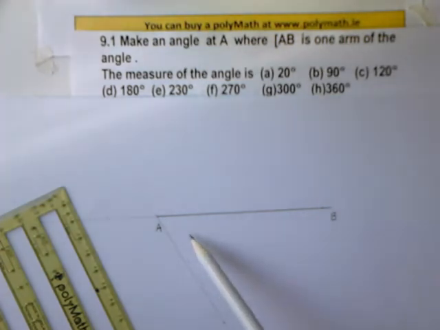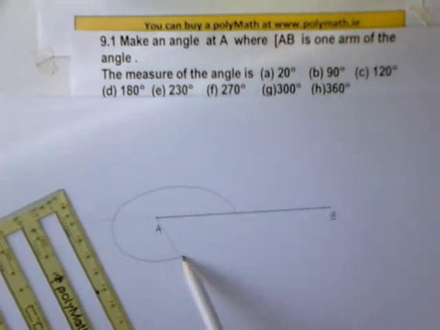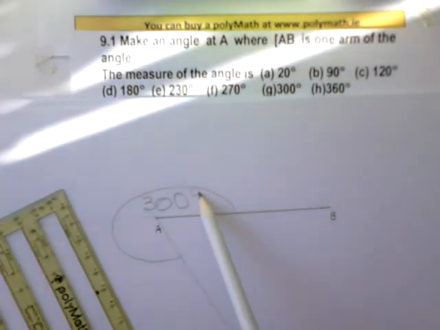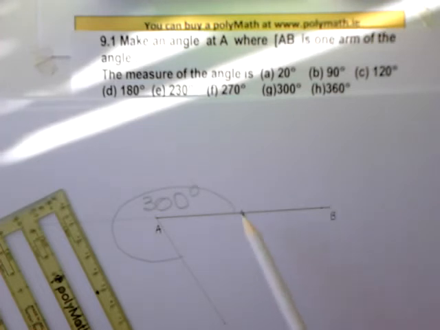And that there, that would give you 300 degrees. Now, an angle that's bigger than 180 but smaller than 360, that's called a reflex angle.